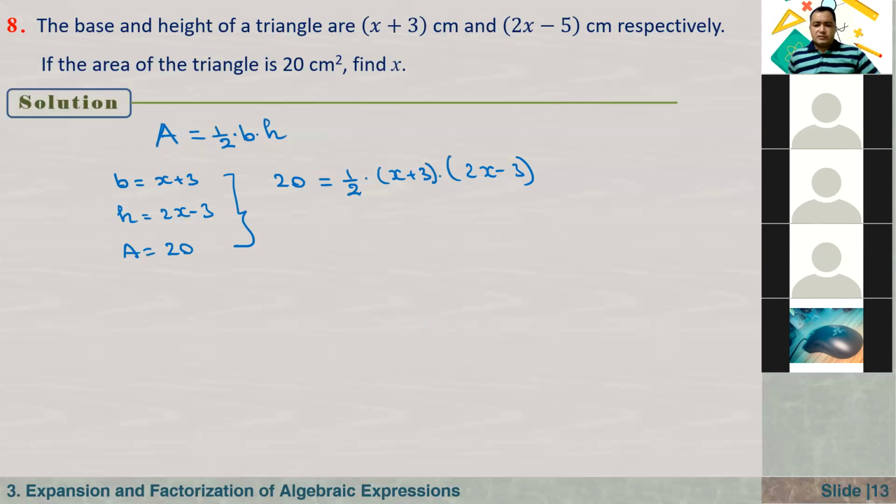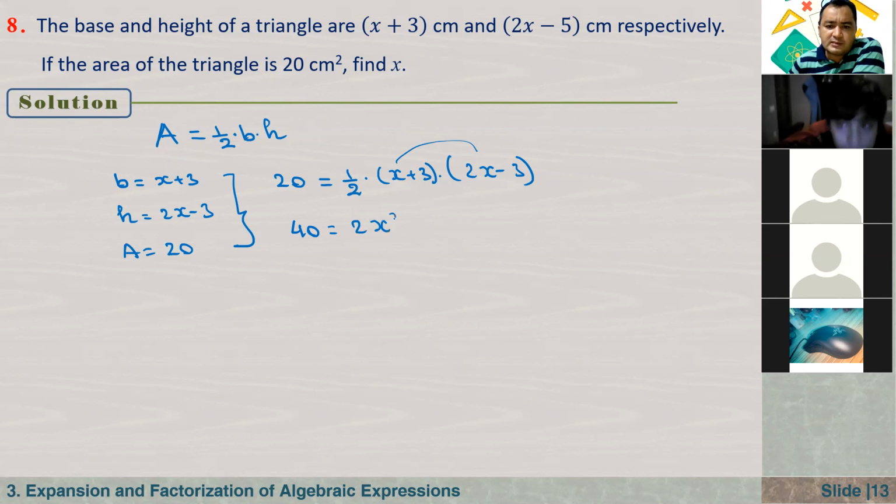So that's what we got here. We have a quadratic equation. Now using this, we should solve the equation. First, let me multiply both sides by 2. 2 times 20, here I have 40. 2 times half, that is just 1, right? Now I have to expand this. X times 2x, that is 2x squared. X times minus 3, that is minus 3x. 3 times 2x, plus 6x. 3 times negative 3, that is negative 9.